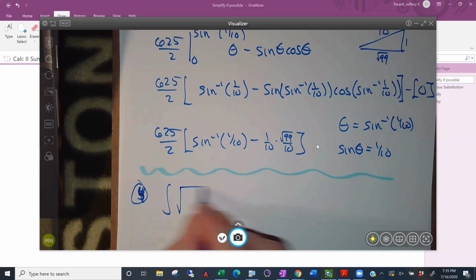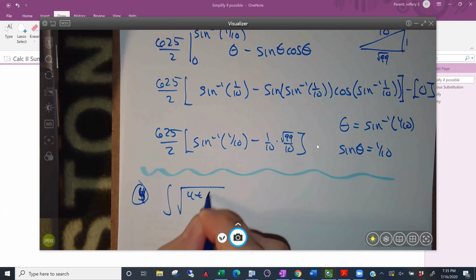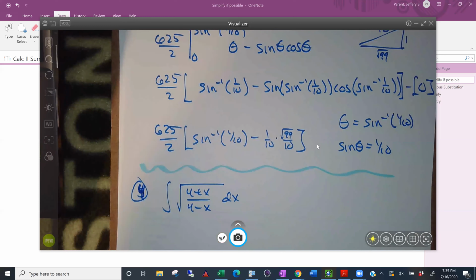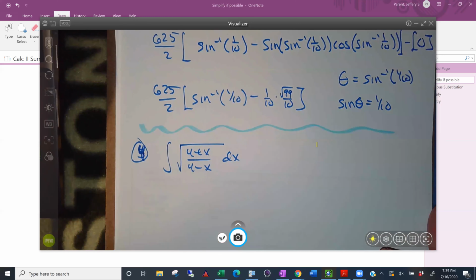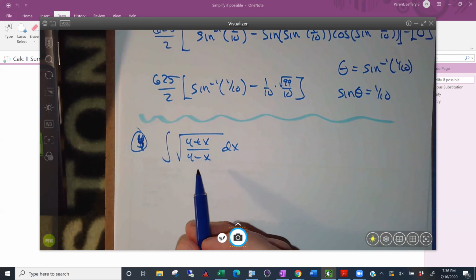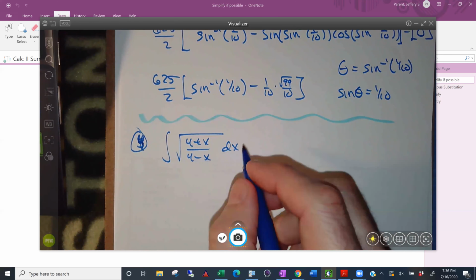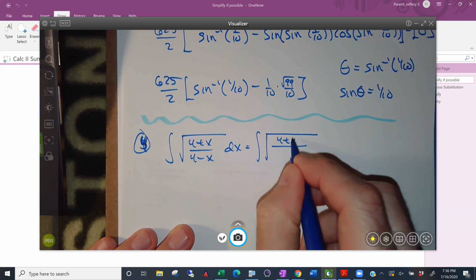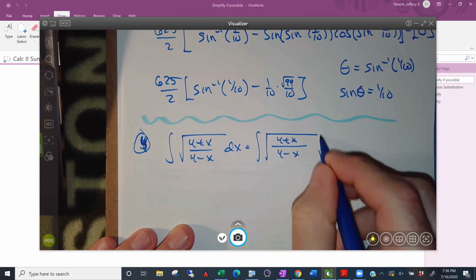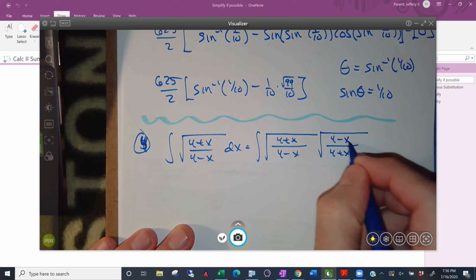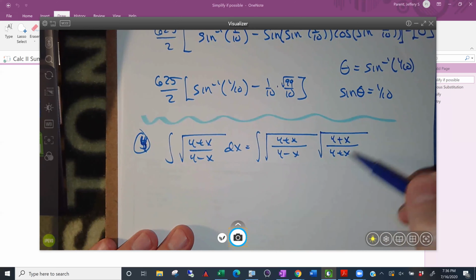Integral of the square root of 4 plus x over 4 minus x, all of dx. Okay. Oops. Zoom back here. What I want to do is I want to multiply by the number 1. And I'm going to multiply by the number 1 in a peculiar form. 4 plus x, 4 minus x. I'm going to multiply by 1 in the form of the conjugate. So 4 plus x, 4 plus x. So this is the square root of 1, essentially. And multiplying by 1 isn't going to hurt anything.